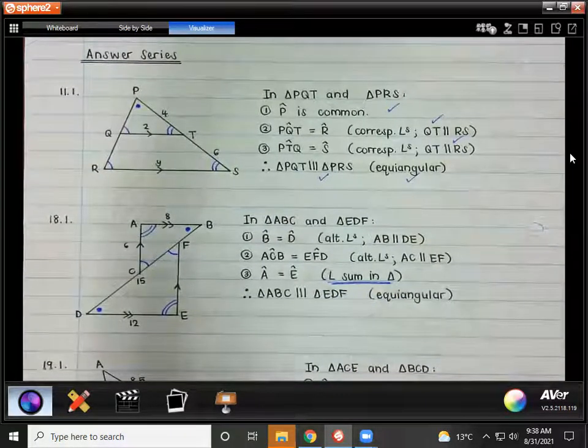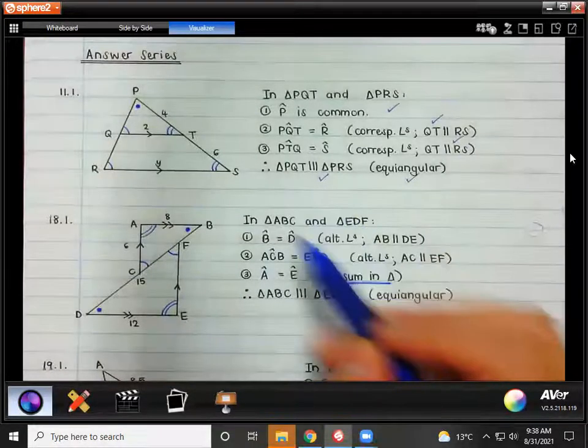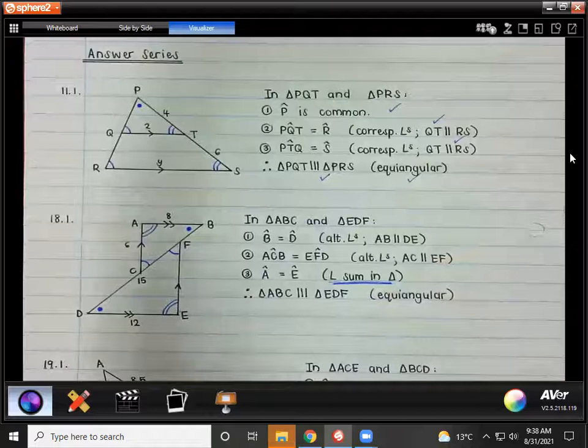Okay, if you can find no other way of proving that the third angle is equal to the third angle, your reason can always be angle sum in triangle. Right, you don't actually need to even look for a way to prove the third angle equal to the third one. They will always be equal, and your reason can always be angle sum in triangle.